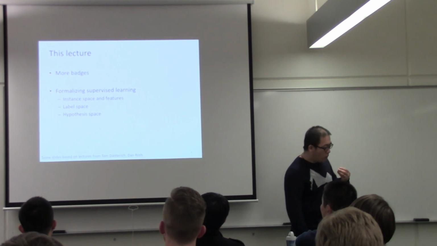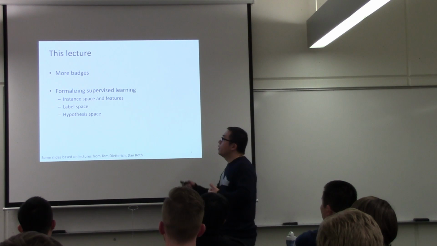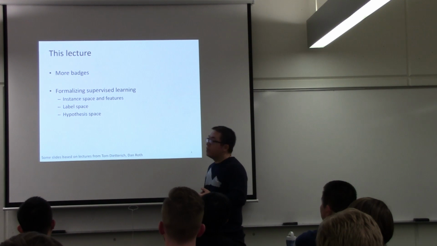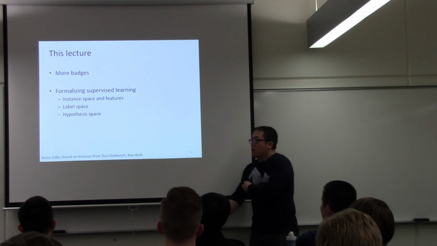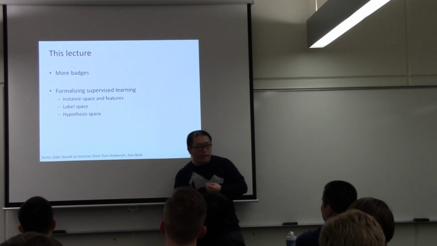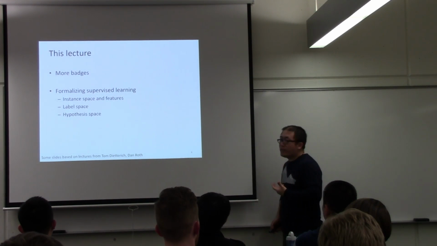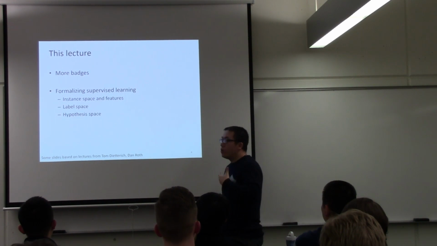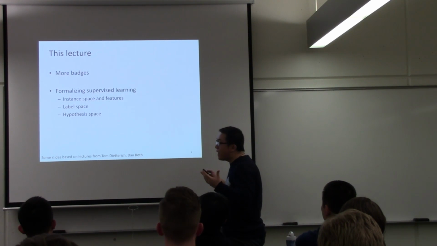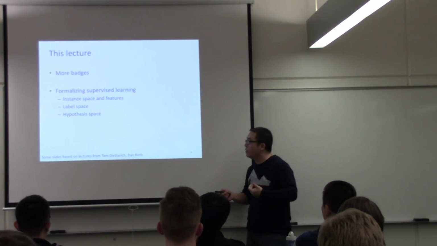We'll use this simple badge scheme to formalize our supervised learning setting, and we'll get to know what factors or ingredients we need to carry out supervised learning. For example, we'll know what our instance space is, or in other words, what kind of right features we need to extract to effectively represent our instances so they can be better processed by our machine learning algorithm. This is a very important step.